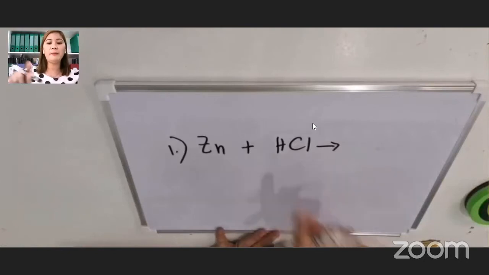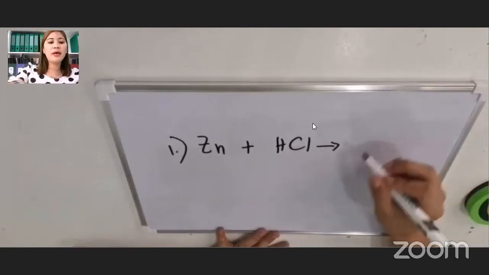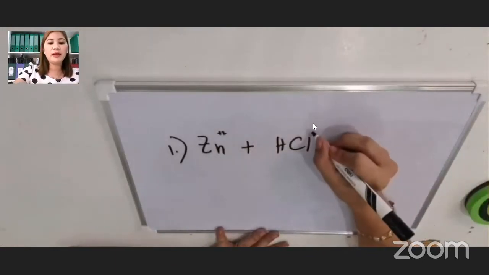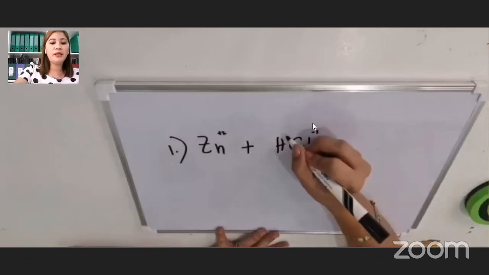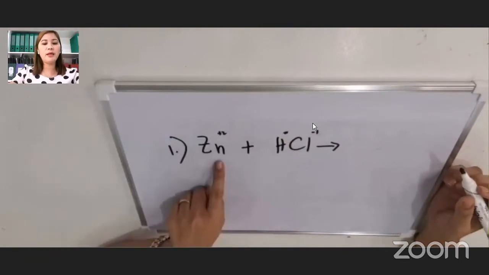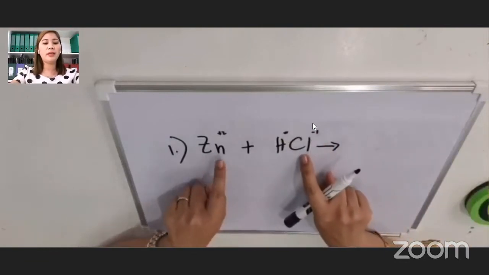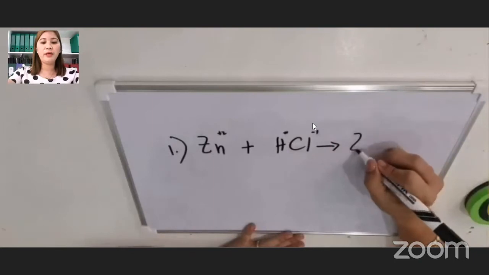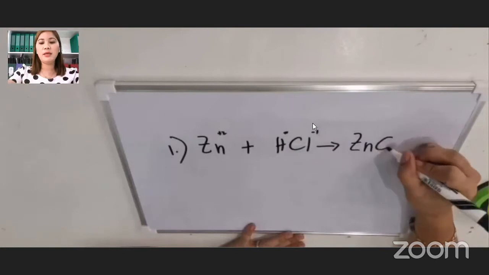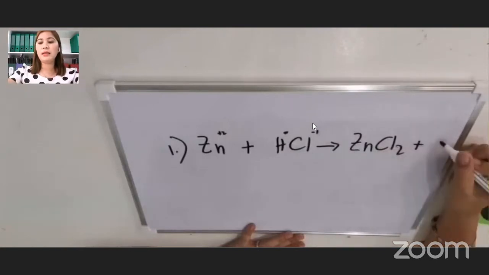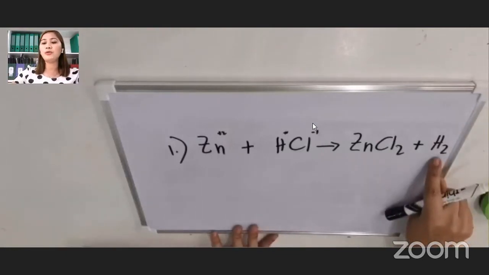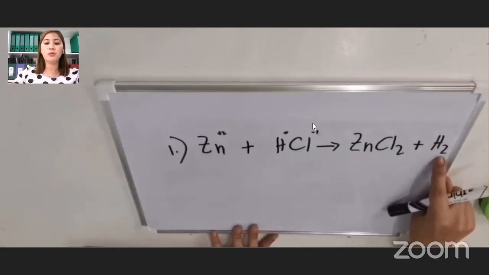The new product will be, we have zinc is positive 2, chloride is negative 1, hydrogen is positive 1. So the product will be zinc will take the charge of 1, chloride will take the charge of 2. So you have here ZnCl2 plus hydrogen gas, H2. Still diatomic, H2. So that's why meron tayong 2.